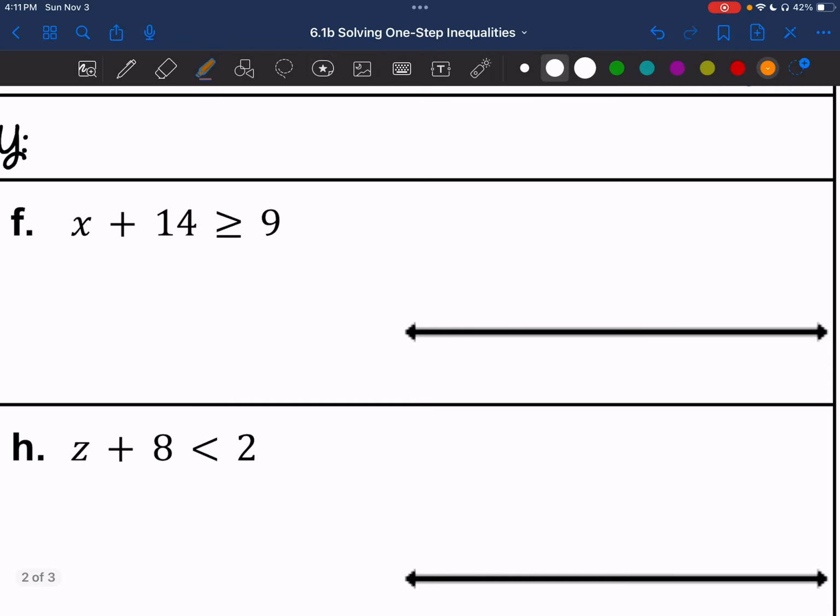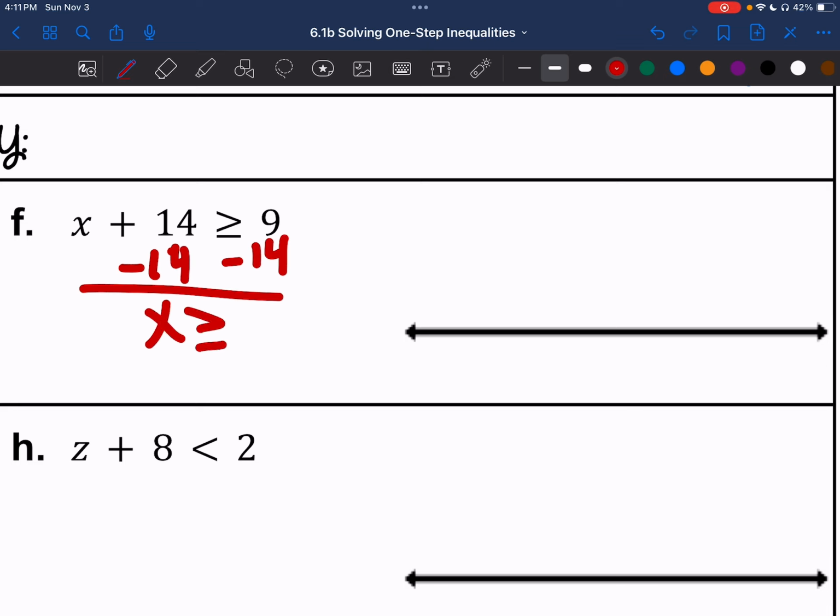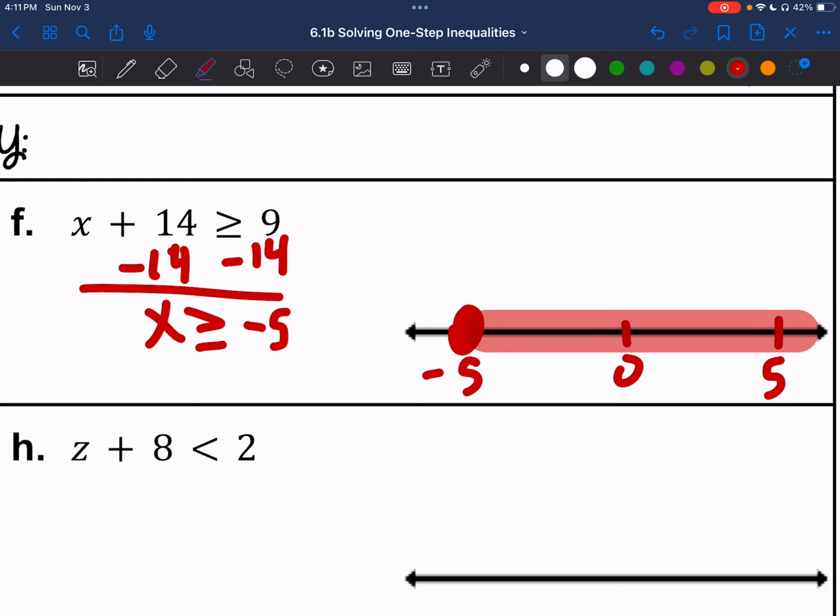Letter F. We're going to subtract 14 from both sides. And we're going to get x is greater than or equal to 9 minus 14, which is negative 5. So we have points at negative 5, 0, and positive 5. So it'll be a closed dot at negative 5, and it's greater than or equal to, so we're shading to the right.